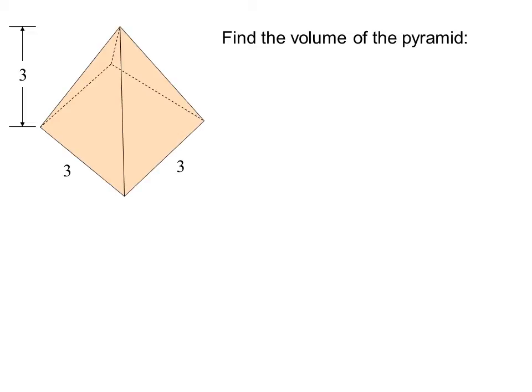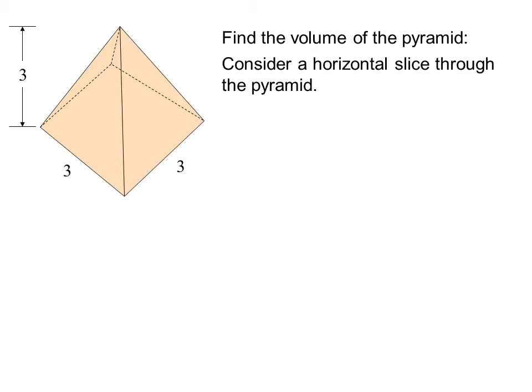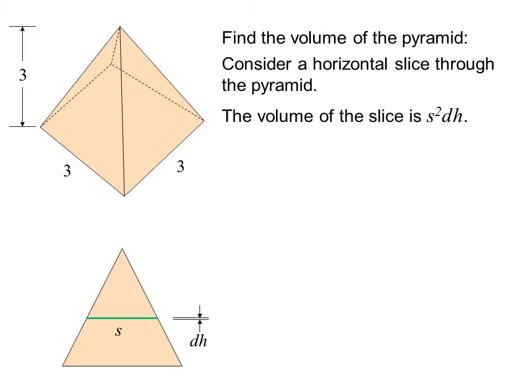Find the volume of the pyramid. And of course, we have a formula for the volume of a pyramid, but today we're going to use calculus. Consider a horizontal slice through the pyramid. The shape of that slice would be a square, so the volume of the slice would be s squared dh. dh is a very small change in the height. And because the slice is so thin, we can ignore the bevel on the edge.